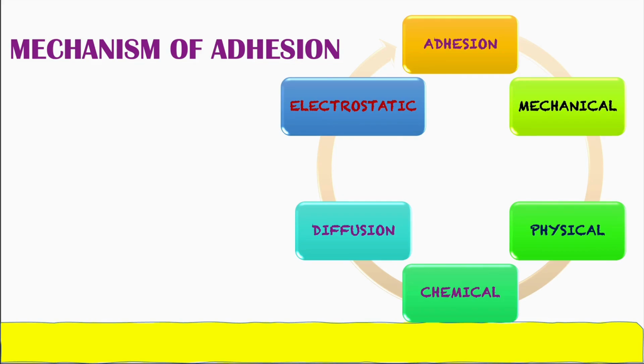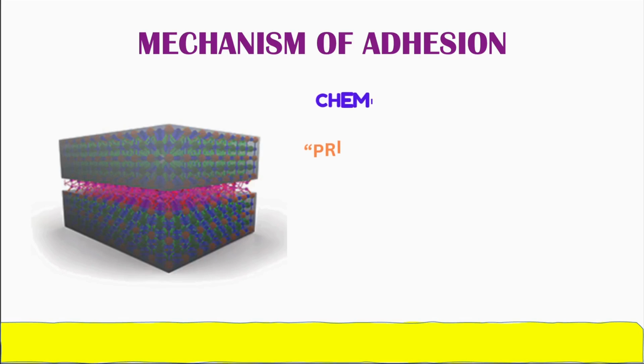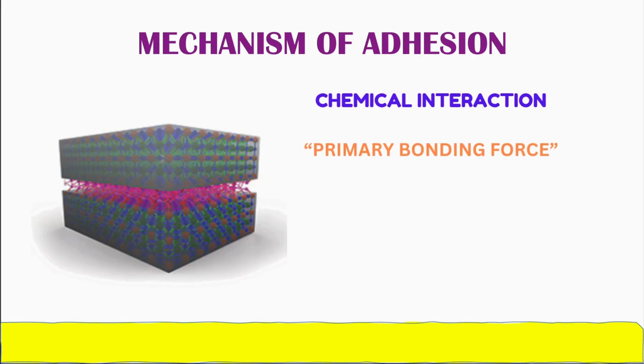So this is an overview of the mechanism of adhesion. Let's discuss it in detail. To begin with, let's pick up the chemical interaction or the chemical adhesion. The chemical interaction occurs between the target molecule, that is the substrate, and the adhesive. As you can see, the pink colored layer which is sandwiched between the two blocks is the layer of the adhesive. So a chemical interaction is happening between the adhesive molecules and the two surfaces which are sandwiching it.